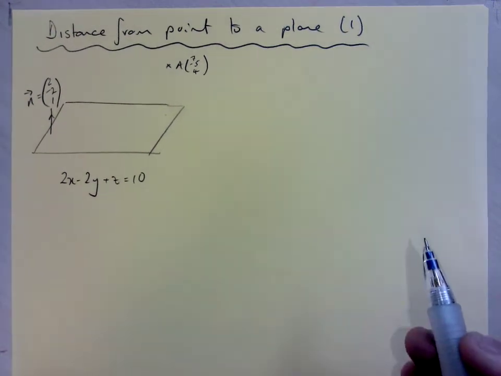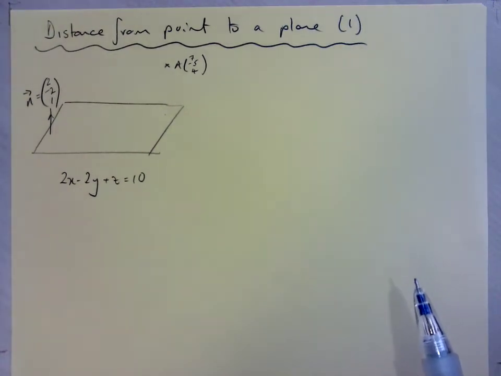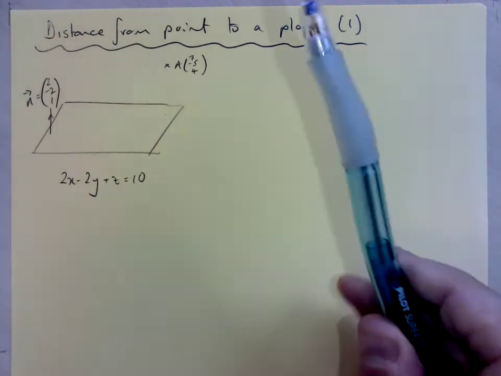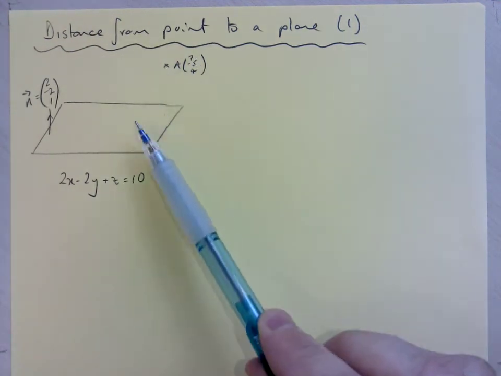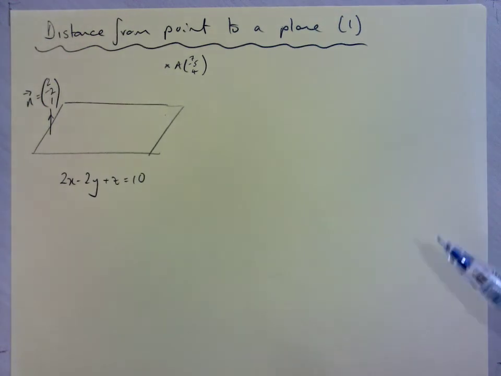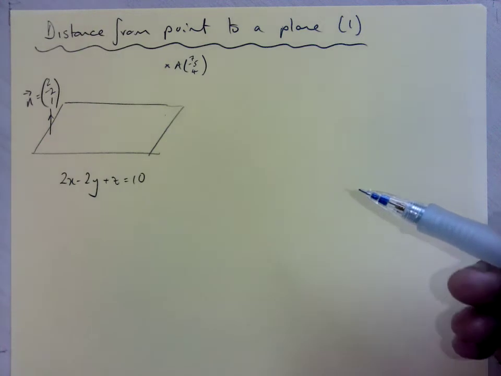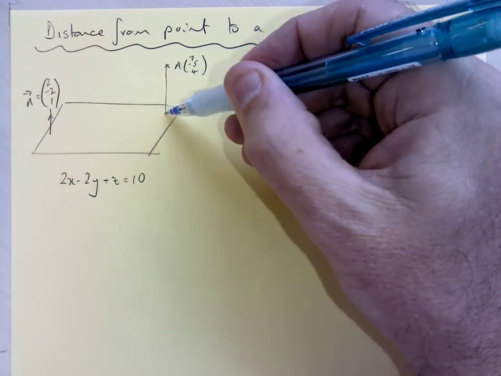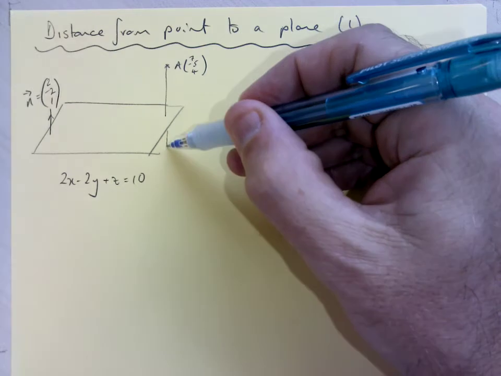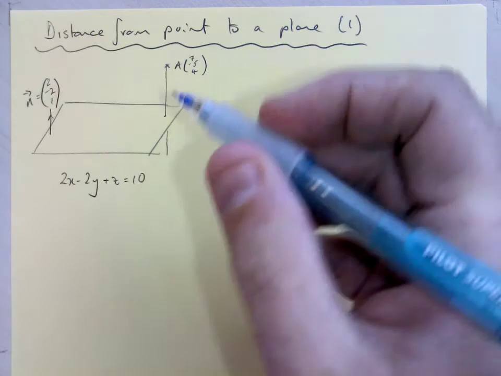Okay, I'm going to look at this problem of finding the distance from a point, which I've given here, (7, -5, 4), to this plane. And I'm going to look at two methods. The first method, I'm going to think about finding a line that goes directly to the plane.